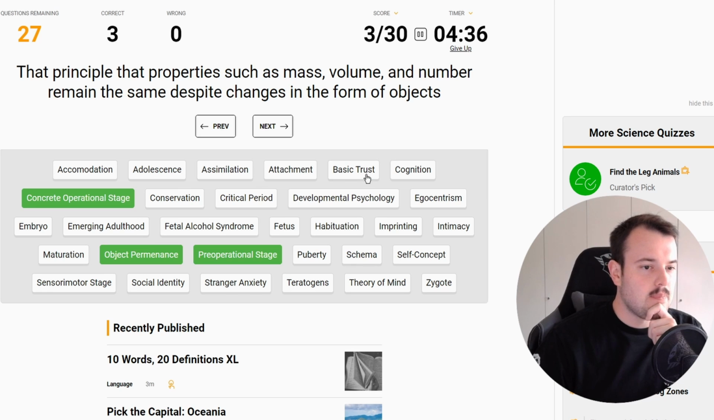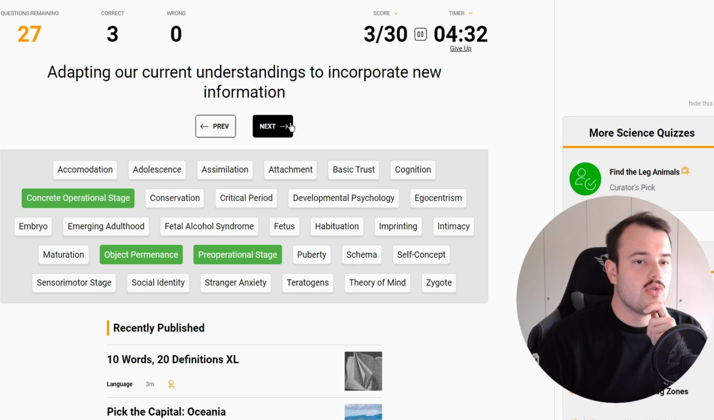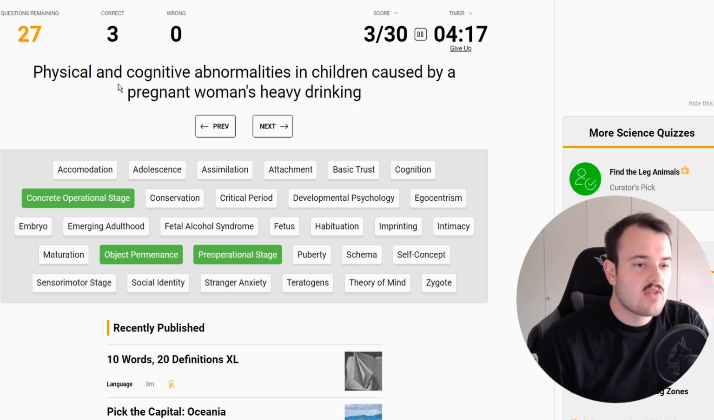Is this gonna be like basic trust or something? I have no idea what this could be. Adapting our current understandings to incorporate new information. Well, that's again learning, but is that maybe imprinting? I know, we're gonna speed it up and it's harder than I thought.